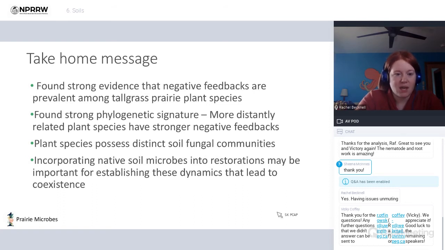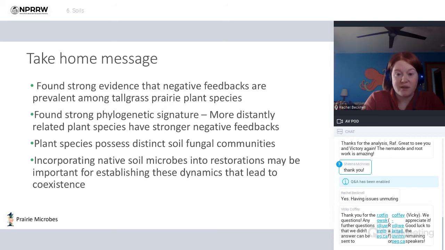So essentially, I ended up finding that there is strong evidence that these negative plant soil feedbacks that I see in my experiment are prevalent among these tallgrass prairie plant species. The next step would be to take this experiment out into the field and see whether we end up seeing similar results. And I think that a really important step would be to perform a tallgrass prairie restoration experiment where we're looking at these plant soil feedbacks.